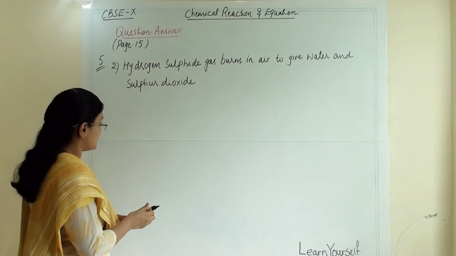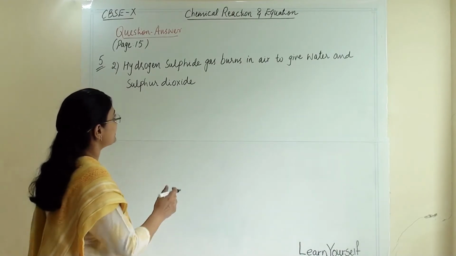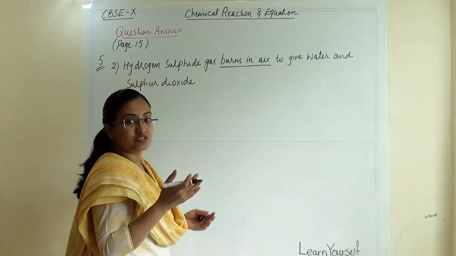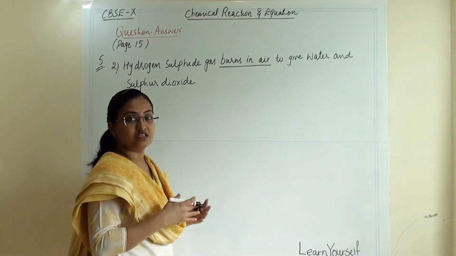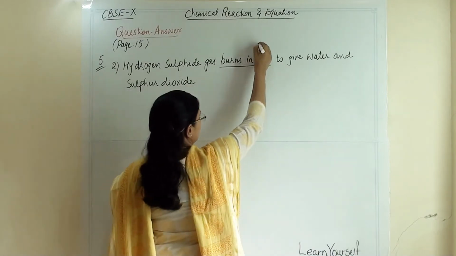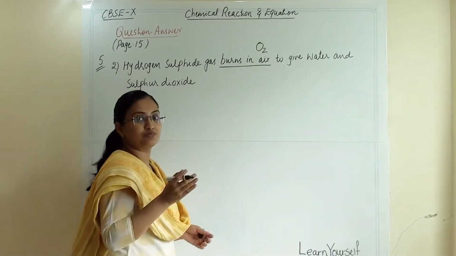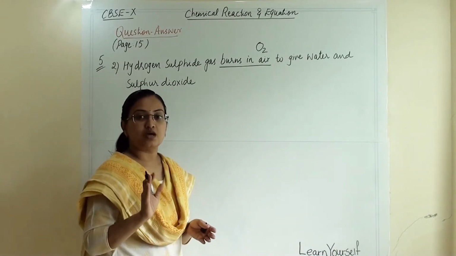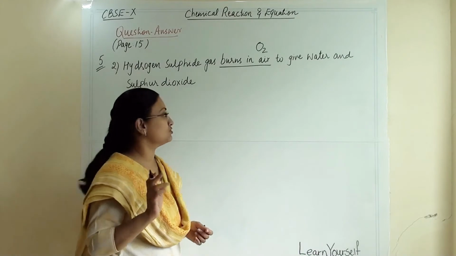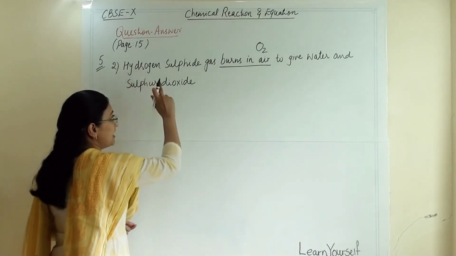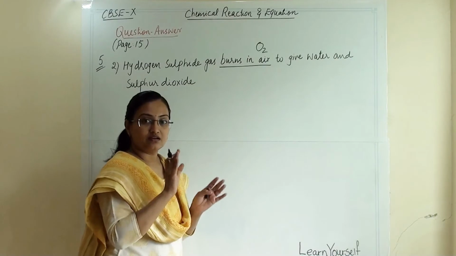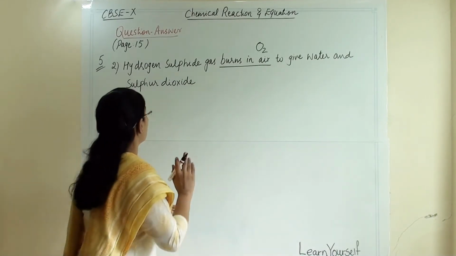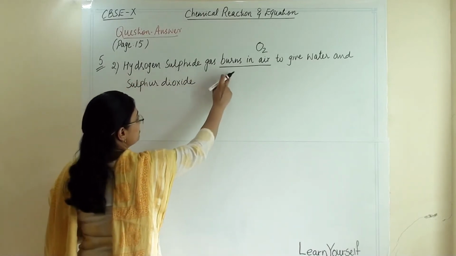In this, it says that hydrogen sulfide gas burns in air. Whenever any substance is burning in air, that means it is reacting with atmospheric oxygen, because no substance can burn without oxygen. Always combustion will happen in the presence of oxygen. So any combustion, any burning is a reaction with oxygen. So hydrogen sulfide gas burns in air.